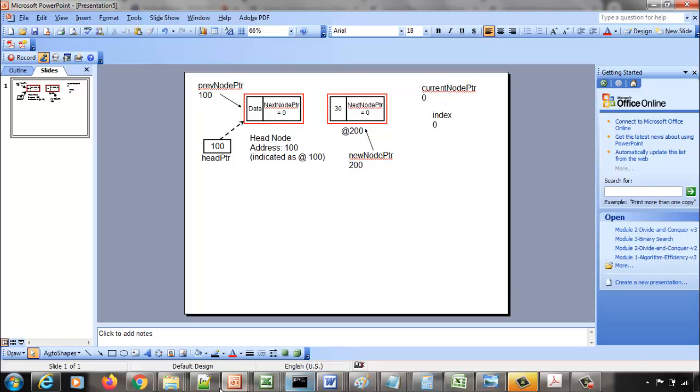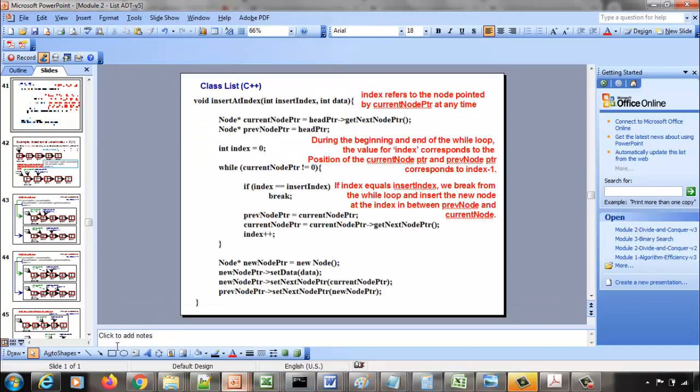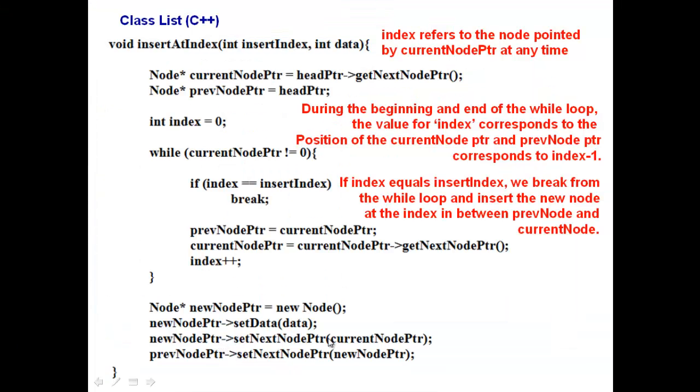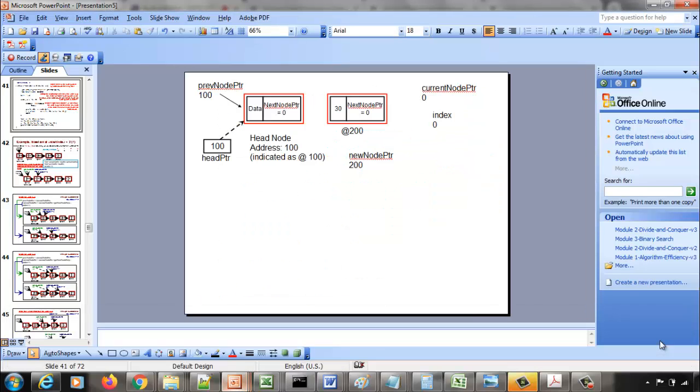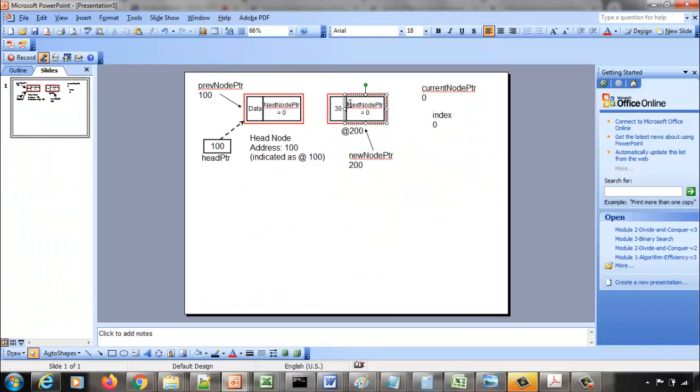And then the next statement, new node pointer arrow set next node pointer current node pointer. That means I am setting the next node pointer value for the new node to be the value of my current node pointer. So what does this do? I am going to set this next node pointer value to take up the value of current node pointer.